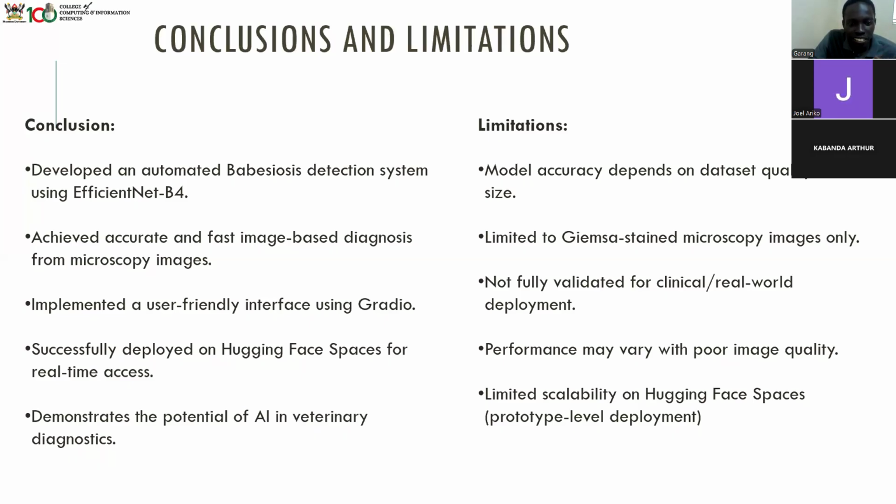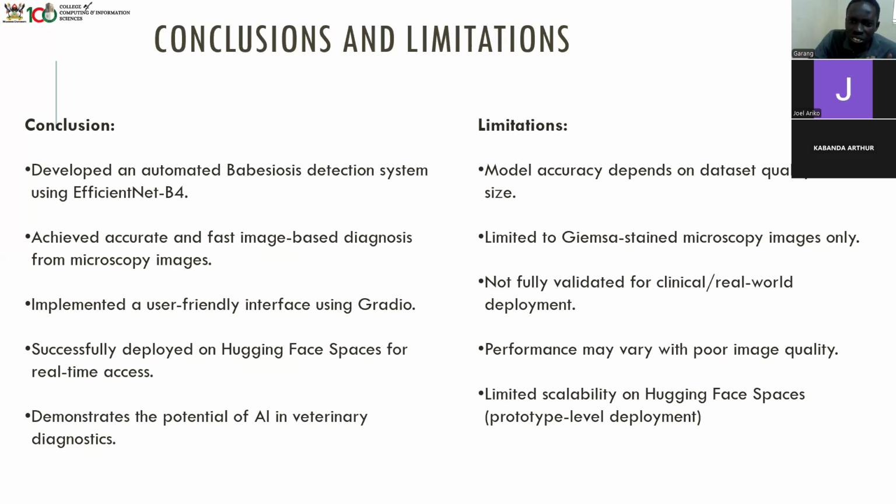It demonstrates the potential of AI in veterinary diagnosis. So this can be helpful in veterinary diagnosis for babesiosis or any other disease that we can include in the future. The limitations: the model accuracy depends on data set quality and size. So the accuracy actually depends on what we have in our data set. The quality of our images is so high, that's why our accuracy is high. But if you have low quality images, it will be hard for us to get this accuracy.